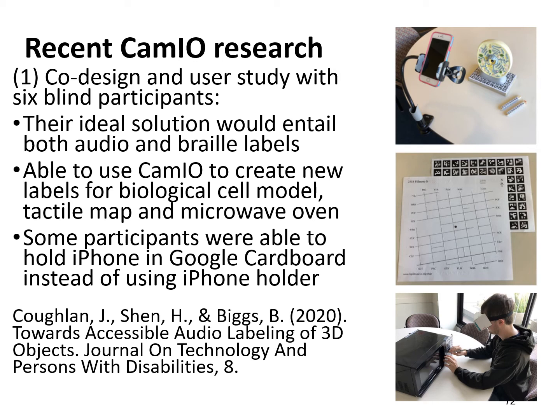In the user study, we had participants use CamIO on 3 different objects shown here. One is a biological cell model. The other is a tactile map showing about 5 by 5 city blocks and a microwave oven. And so the participants were able to use CamIO to create new labels on these objects. And also in the last picture on the bottom right, you can see that a participant is wearing a Google Cardboard, and they're putting the iPhone running CamIO in the Google Cardboard.